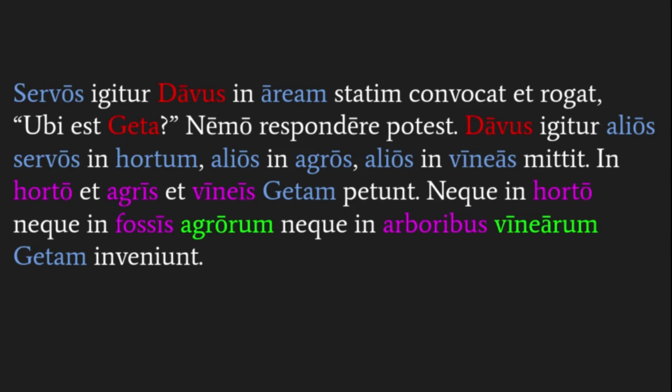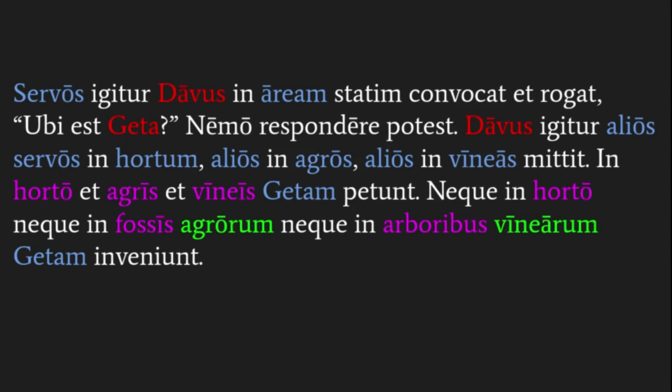And you're going to see the repetition here. Alios go into the garden. Alios in agros, so some go into the fields. And alios in vineas, and some into the vineyards. So if you put it all together, you're saying Davos, therefore, sends some slaves into the garden, some into the fields, and some into the vineyards. He's trying to get the slaves to find Geta. So he's sending them to all the places where he thinks Geta might be hiding.